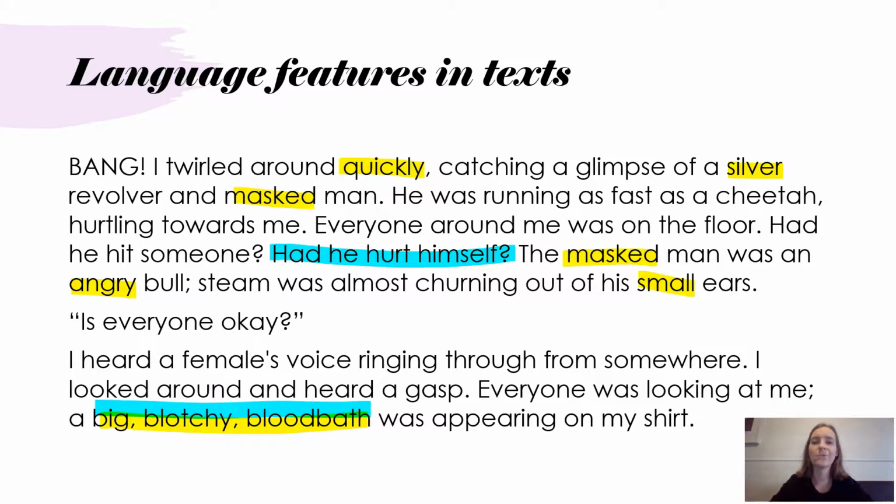Next up, we have alliteration. Had he hurt himself? Big, blotchy bloodbath, creating that sense of rhythm in the audience. We have dialogue. Is everyone okay? It's making you feel in the moment, as if you're hearing these events happening. As fast as a cheetah is a simile, and an angry bull is a metaphor. And lastly, onomatopoeia. Bang, ringing, gasping. They are all words that we can hear when we read them.